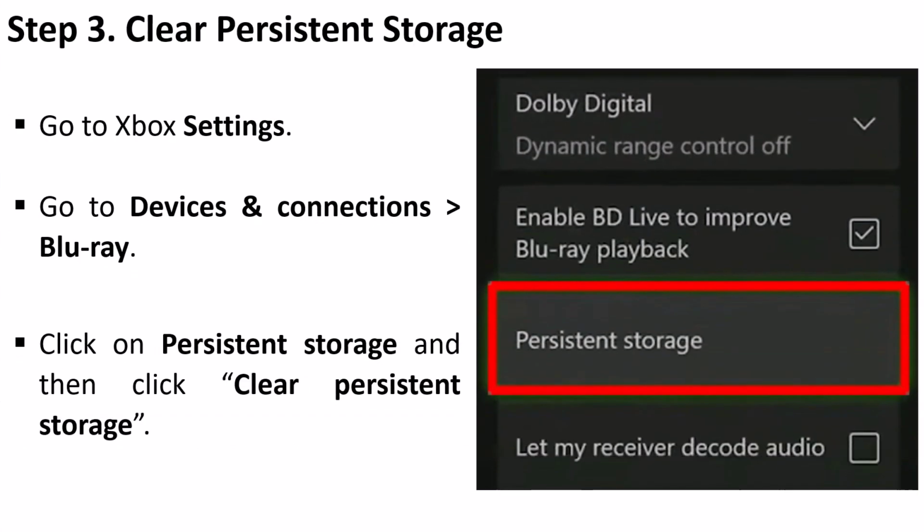Step 3 is to clear persistent storage. So go to Xbox settings, go to devices and connections, Blu-ray, click on persistent storage and then click on clear persistent storage. Now if you don't see these features in your Xbox console, then skip this step.